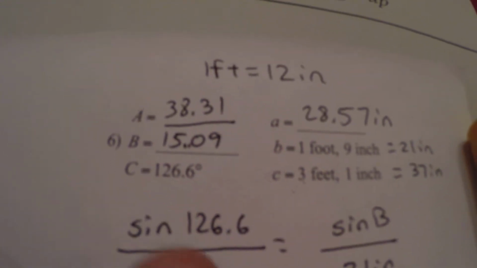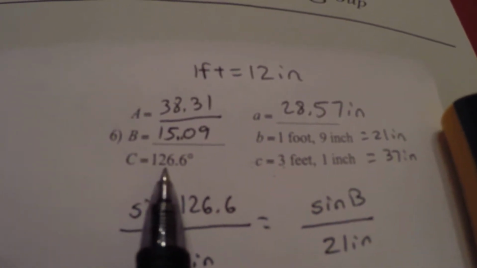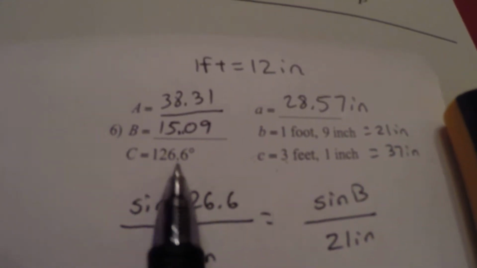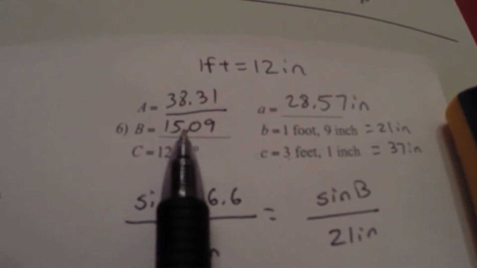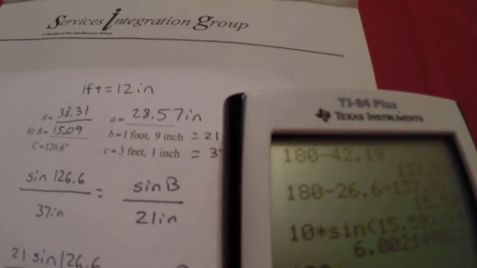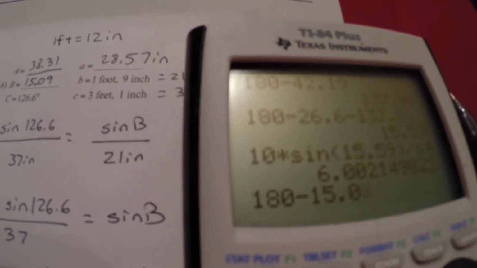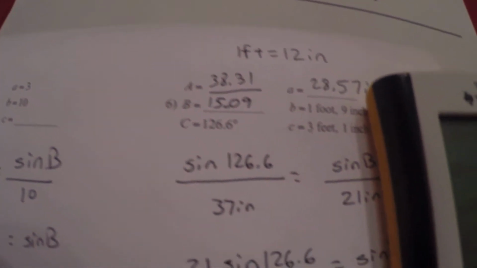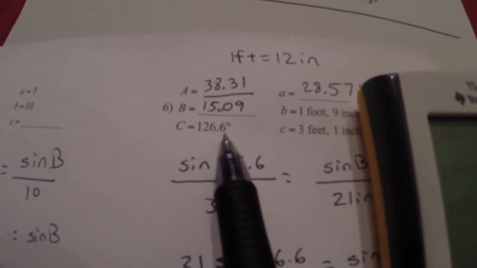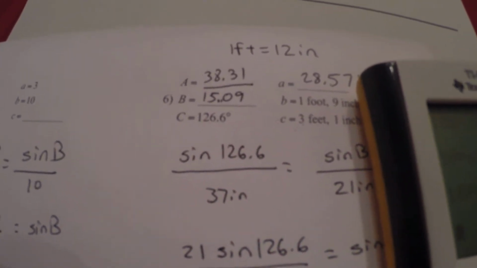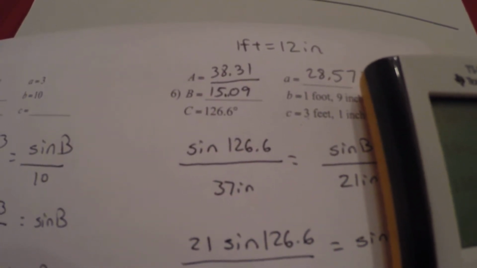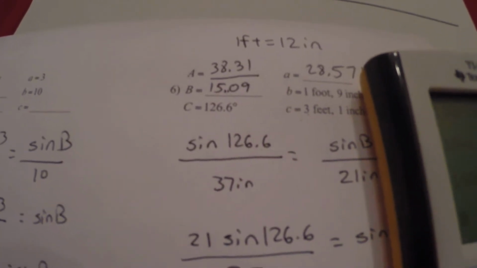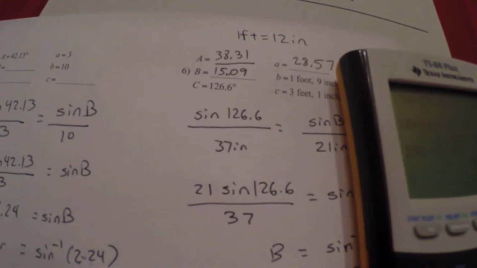You see how B here is the angle that I solved for next. So here I would actually have to take C, this 126.6. This would be the original, and this would be the second one. So it would be 180 minus this. So if I do 180 minus 15.09, I get 164.91. If 164.91 plus 126.6 is less than 180, I would have two triangles. If it was greater than, I would have one.